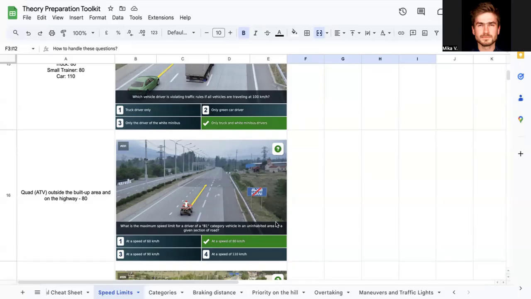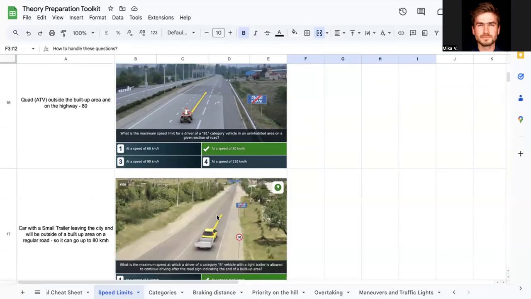And we have here, he's leaving the city, right? So it says specifically uninhabited area. Sometimes it will say non-built up area. It means there are no buildings here or no people. It doesn't count as we're in the city anymore, because in the city the maximum is anyways 80.